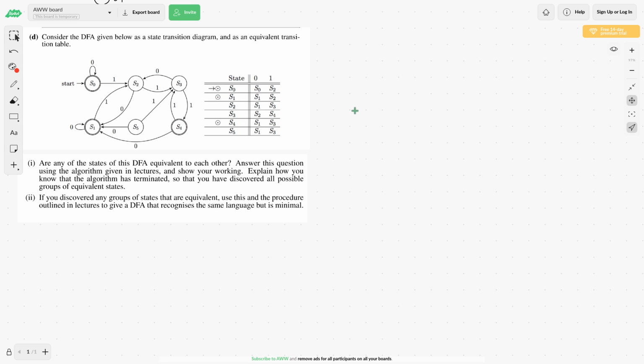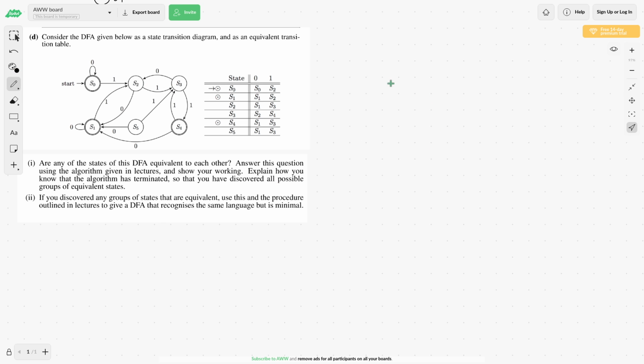Okay, so now we've got a DFA, and what we have to do is work out whether any states of the DFA are equivalent to each other. And if they are, can we redraw it in such a way that it is minimal? So we can use the algorithm that we saw in the lecture slides.